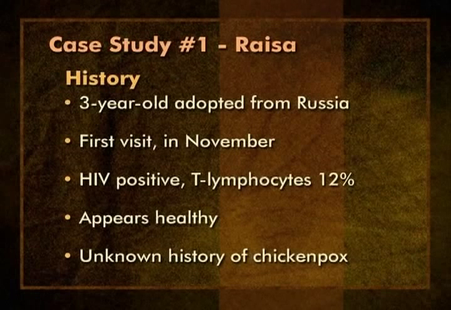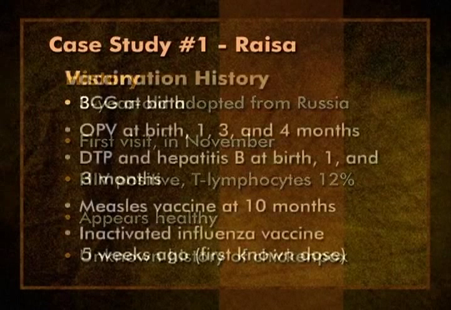Raisa is a 3-year-old adopted from Russia. It's her first visit to your office in November. She is known to be HIV positive, and her T lymphocyte percentage is 12%, with a normal range of 32 to 68%. She otherwise appears healthy. There's no record or knowledge of her having had chickenpox.